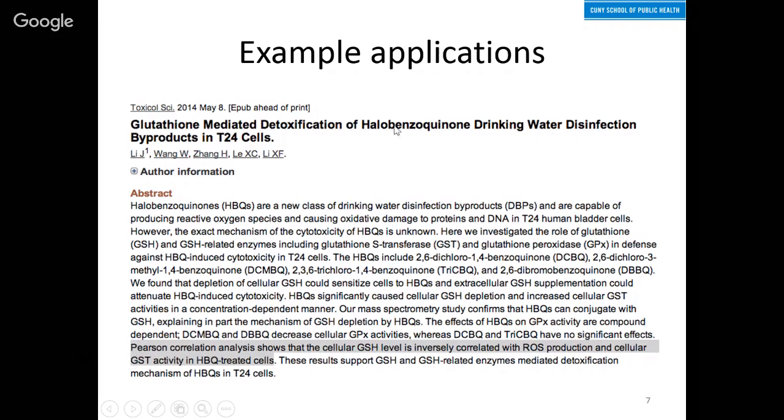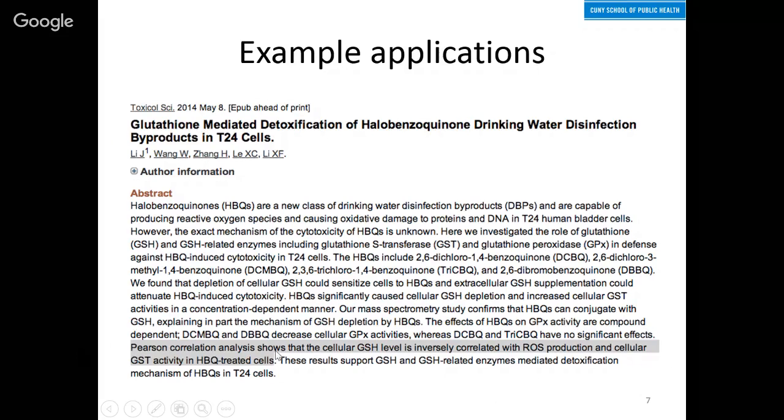Glutathione-mediated detoxification of something, drinking water disinfection byproducts in T24 cells. So at least I can tell enough that they're looking at byproducts of drinking water disinfection on T24 cells, which are immune cells. And I don't know what any of this stuff really means, but I do see down here at the bottom, Pearson correlation analysis showed that the cellular GSH level, so this is one of the byproducts, is inversely correlated with ROS production and cellular GST activity in HPQ-treated cells.